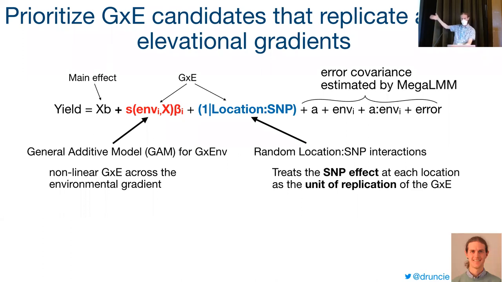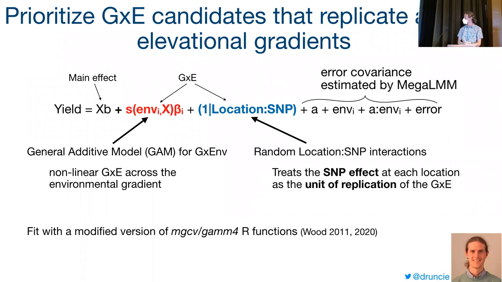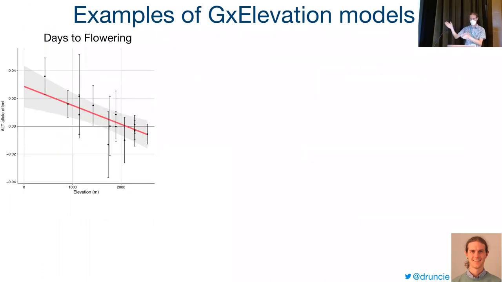This highlights that we need lots of environments to be able to do G by E modeling well. I fit this with a modified version of the MGCV or GAM4 functions, two loci that were previously identified as being candidates for G by E. And so here's a couple of quick examples.